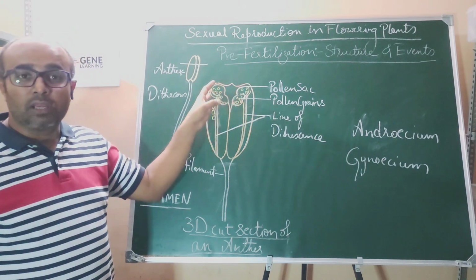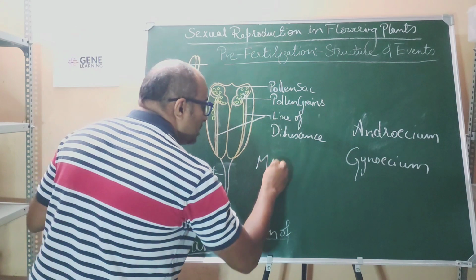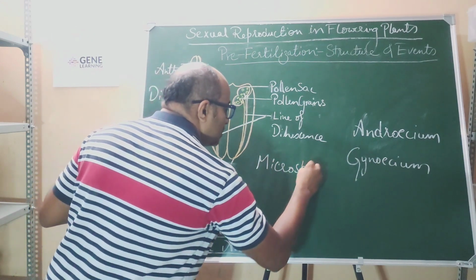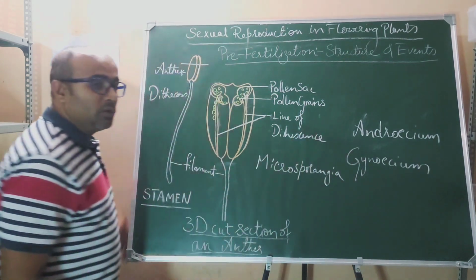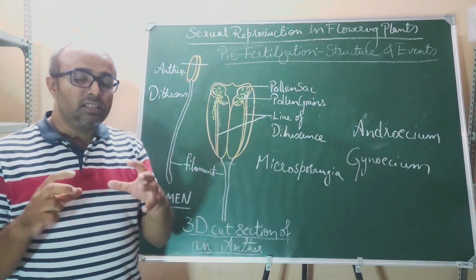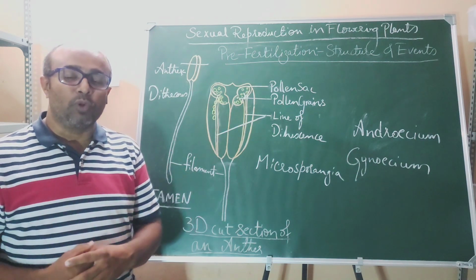Now, what are these four chambers called? They are called microsporangia, and these microsporangia later develop into what is known as the pollen sacs.